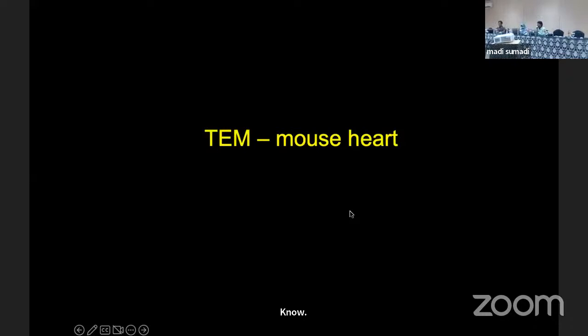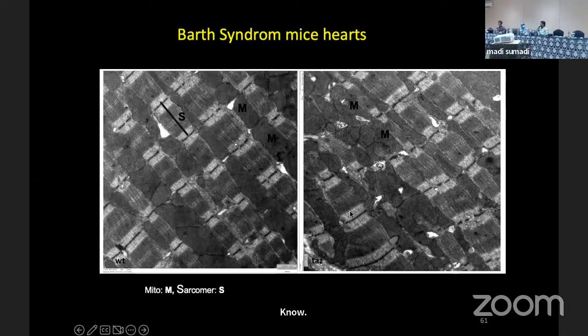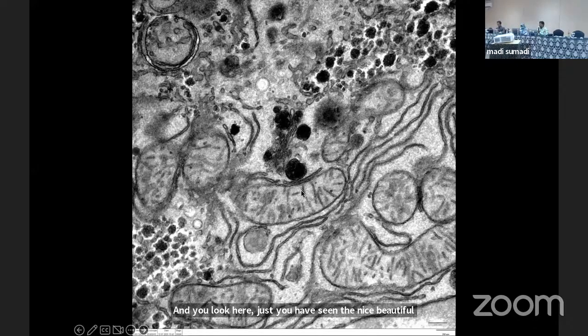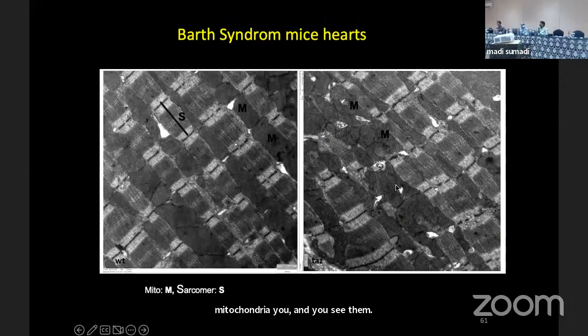Now it comes to the heart, the typical structure of the heart. And you look here, just as you have seen the nice, beautiful mitochondria there, you see how these mitochondria look. That's the liver, and that's the heart. Exactly, mitochondria have the same function in the whole body, but the structures are different. And these are the normal typical muscle, skeletal muscle, heart muscle, cardiomyocytes. In the cardiomyocytes, you see between the layers a typical mitochondria. They go through continuously, yeah?